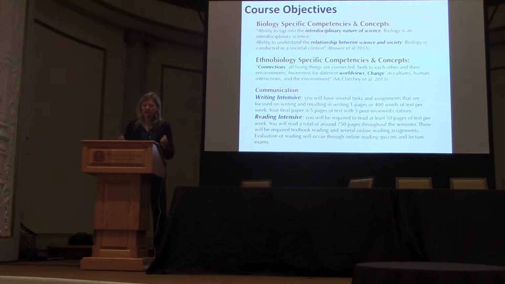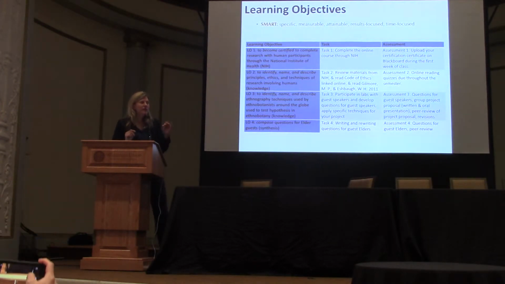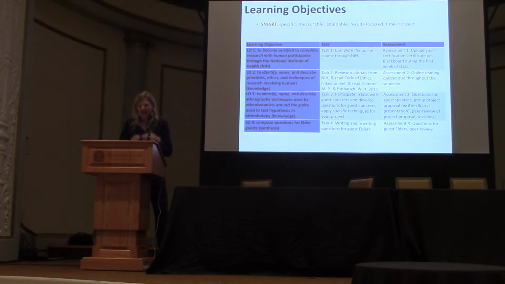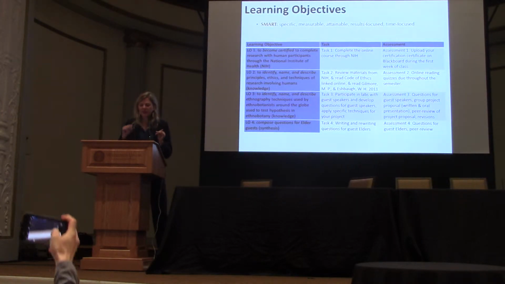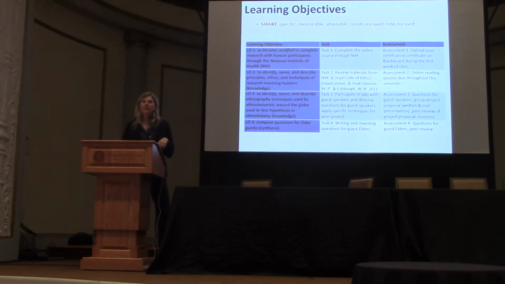4 objectives, what you're going to get out of the class. And they are biology specific and ethnobiology specific. And I also tell them specifically the skills that they're going to learn, whether it's communication skills or reading skills or something like that. And then for each of my courses, I have specific learning objectives. And for each of those learning objectives, I link them to a task and an assessment.